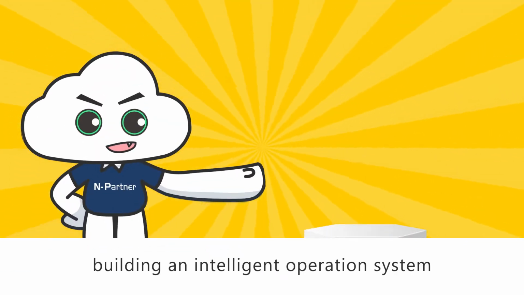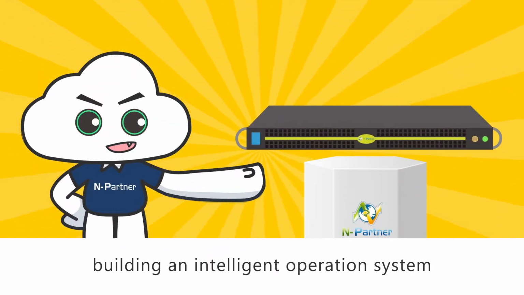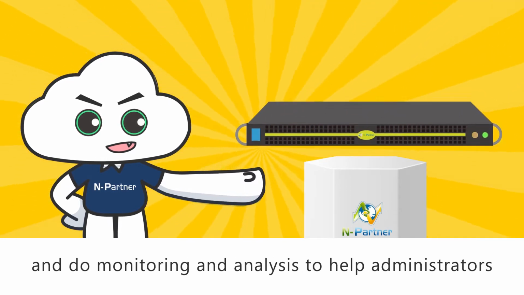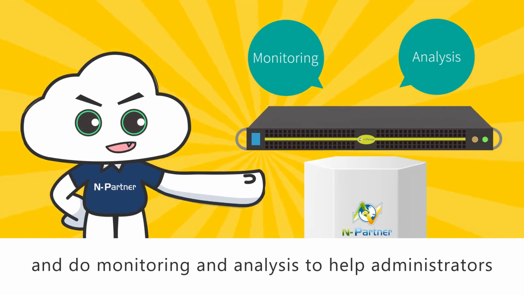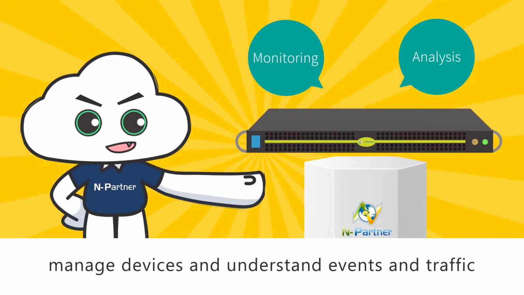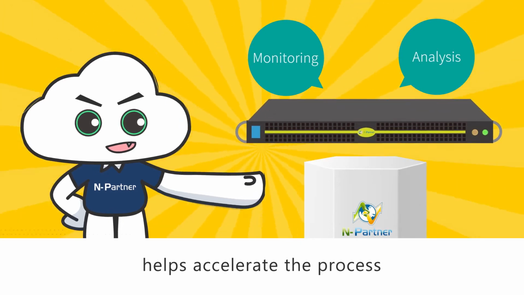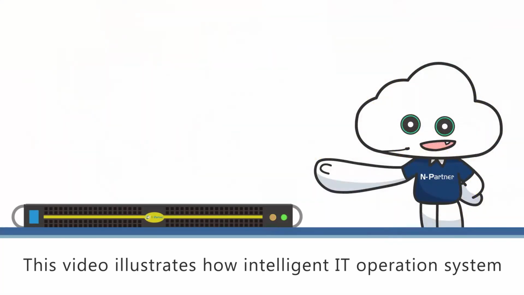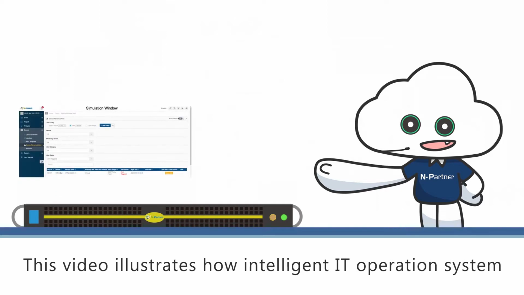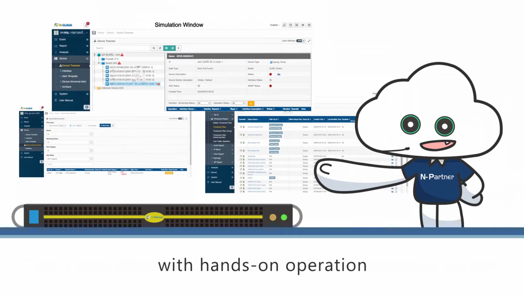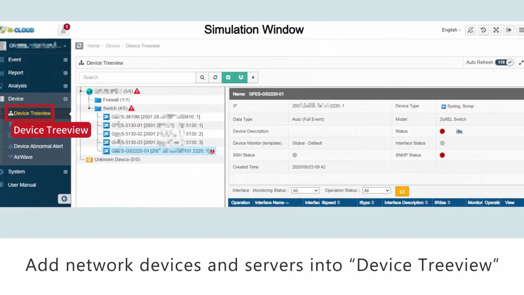As a result, building an intelligent operation system that can correlate all network data and security event records, and do monitoring and analysis to help administrators manage devices and understand events and traffic, helps accelerate the process. This video illustrates how the intelligent IT operation system, nReporter and nCloud, help IT operation. With hands-on operation, add network devices and servers into the device tree view.